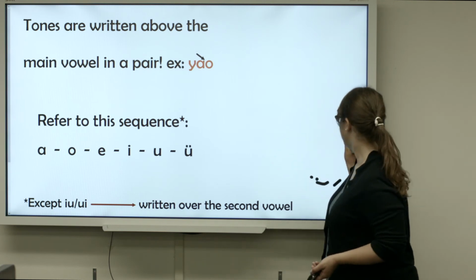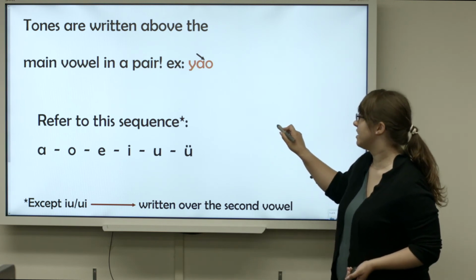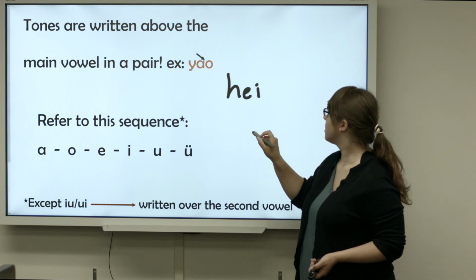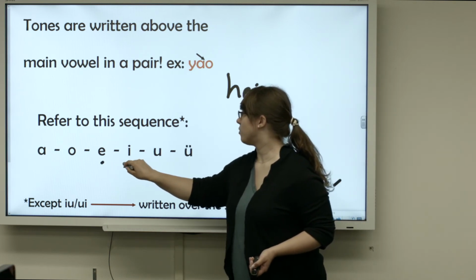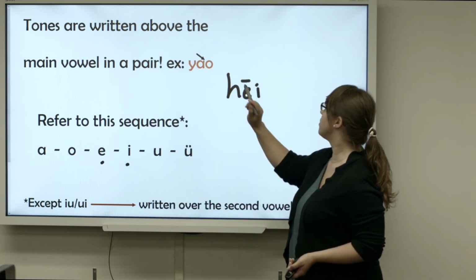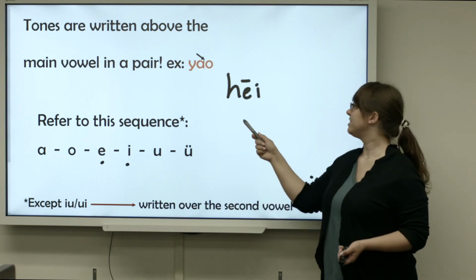So, if we have something like 黑, E comes before I in the sequence. So it's written over the E in 黑.